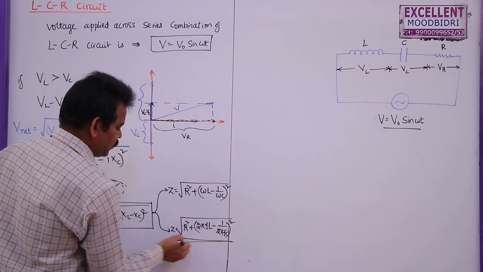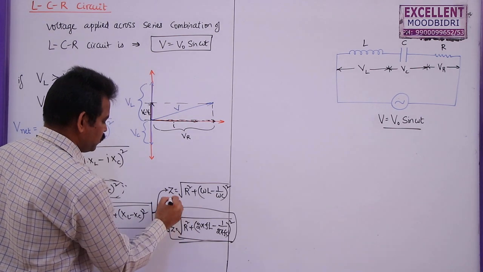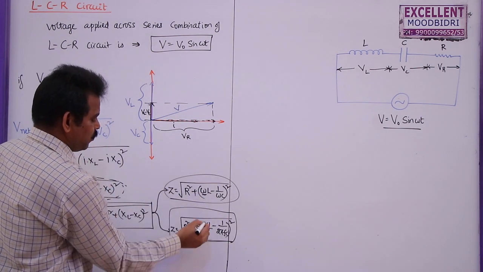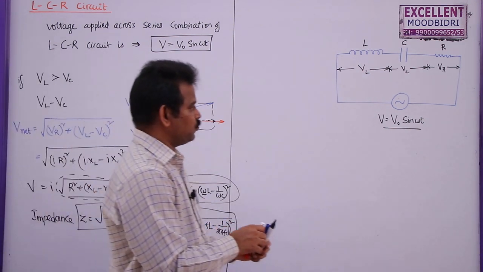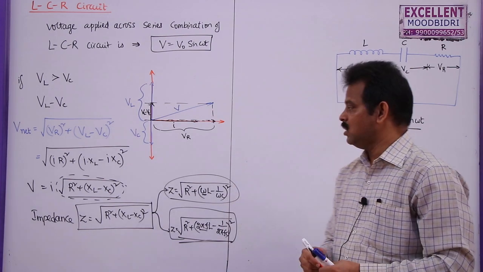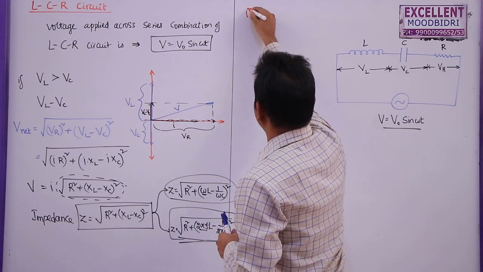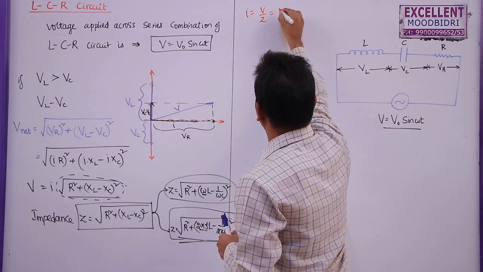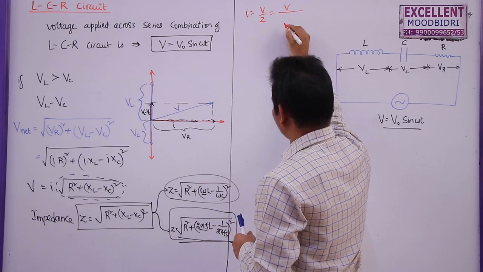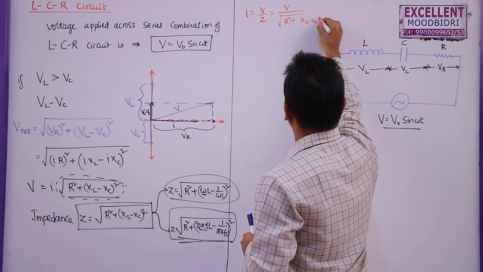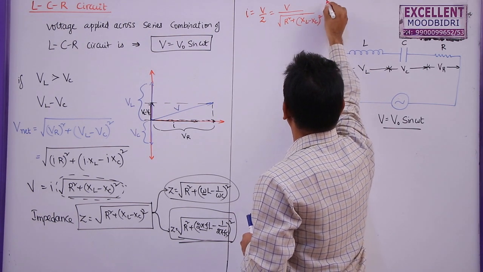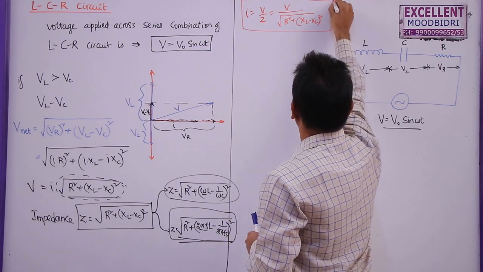So these are the different equations to find out the same quantity. Here I am substituting omega as 2 pi F. So you will get the same expression. Once you get this impedance value, it is easy for us to find the current flowing through the circuit at any instant of time. So I is given by V by Z, so V by root over R square plus XL minus XC whole square. So this is the equation.